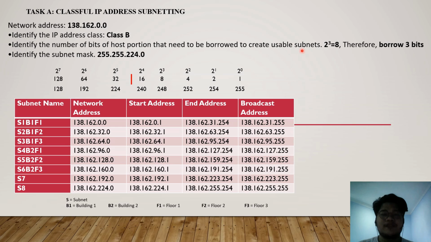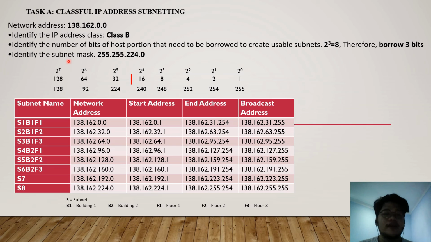So the subnetting is based on department. In total we have 2 buildings, and 6 floors, so actually we have 6 departments. The nearest power of 2 to 6 is 8. That's why 2 to the power of 3 equals 8. Therefore we borrow 3 bits.